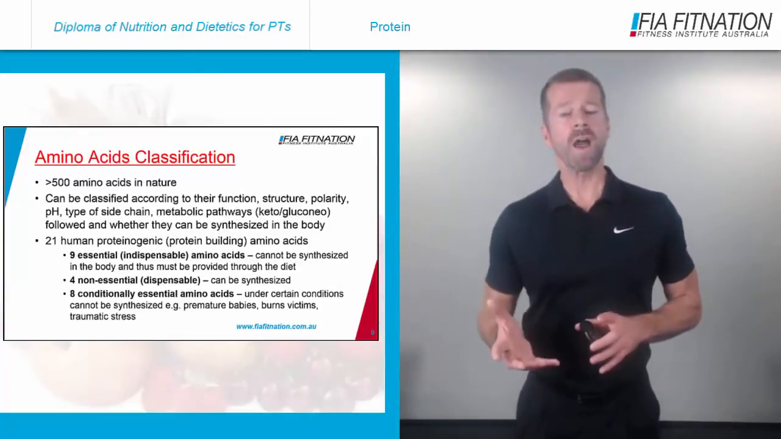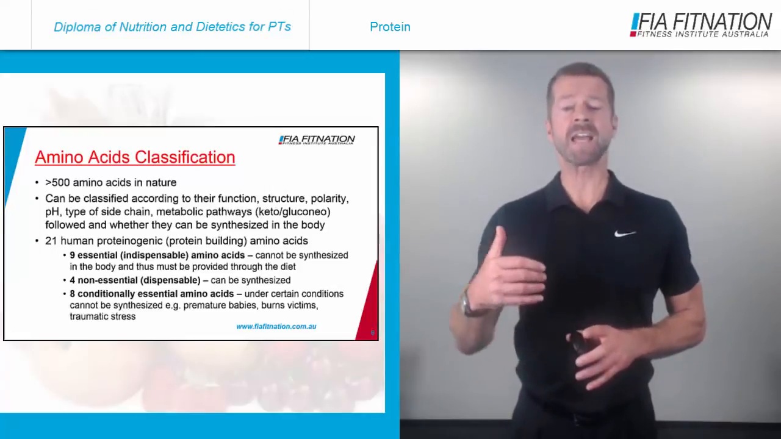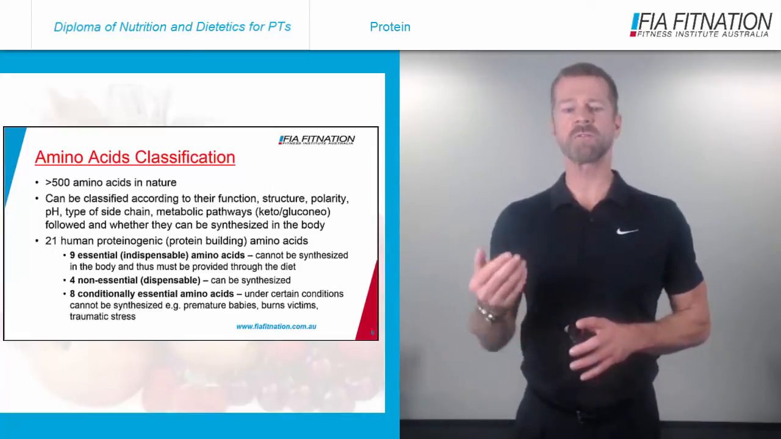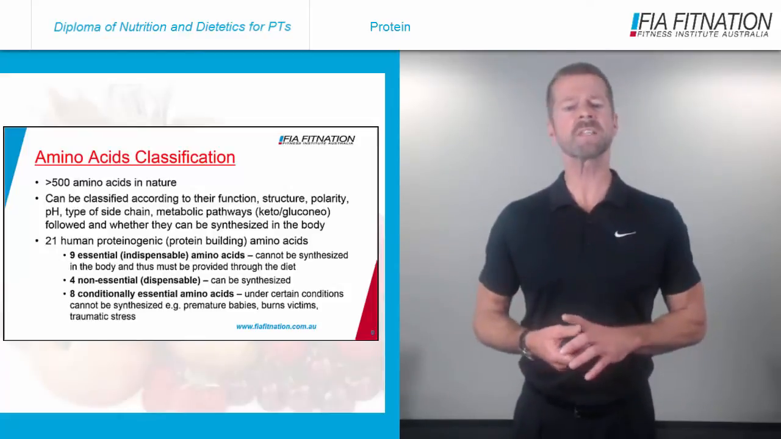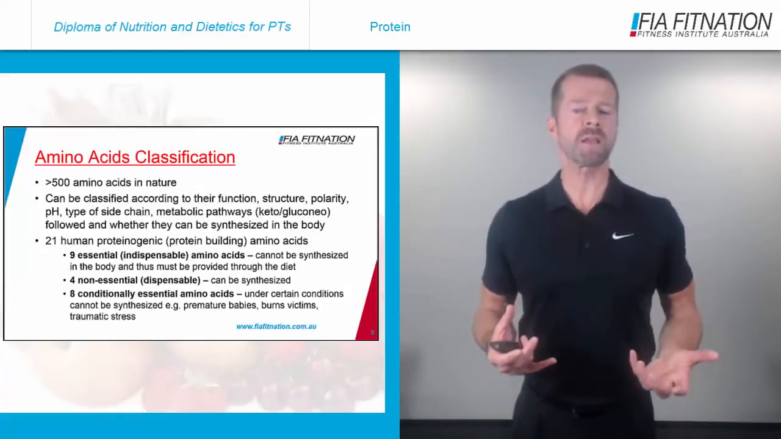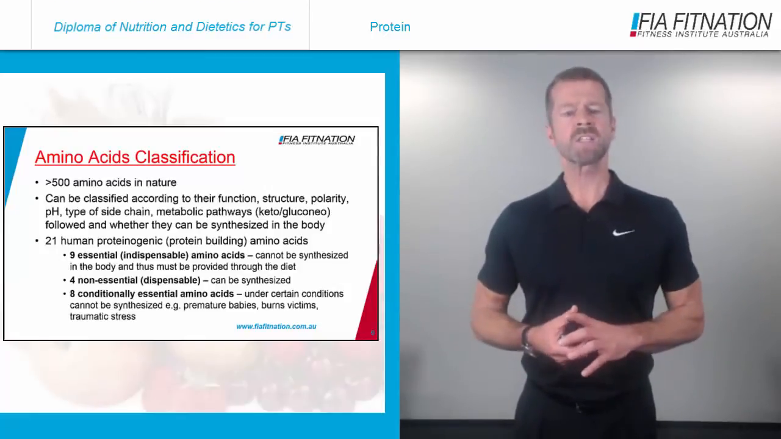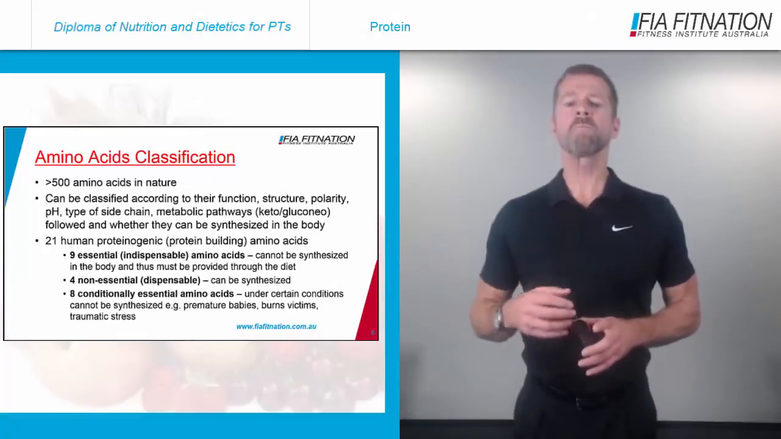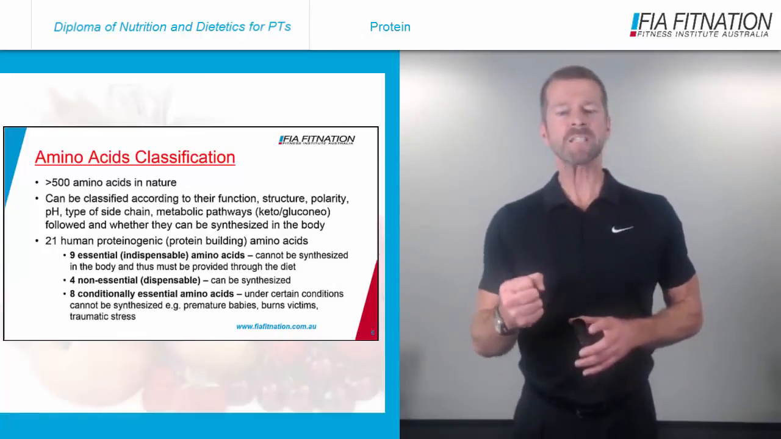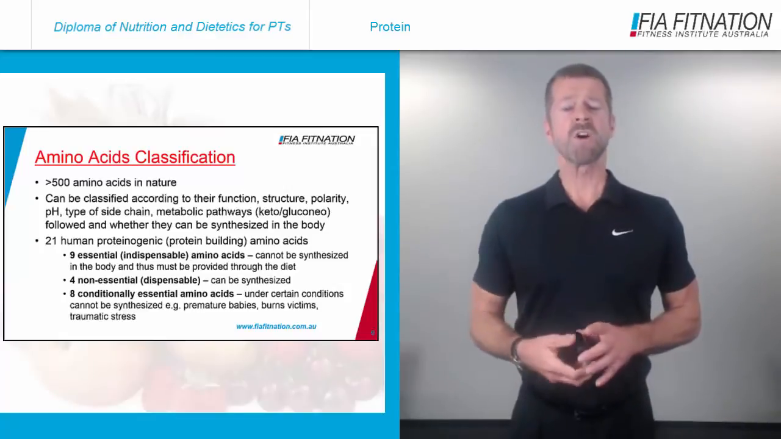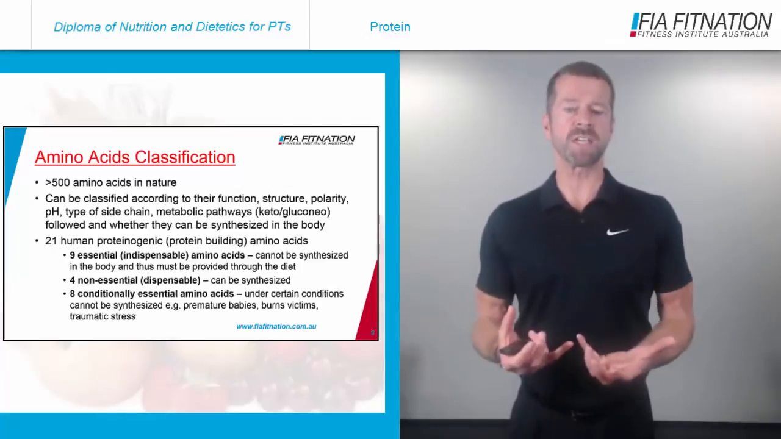Another way of classifying them is whether they can actually be synthesized in the body. And you'll have heard of these terms, essential and non-essential amino acids. And this is how we typically classify most amino acids. Certainly in the fitness industry we do. So there are 21 proteinogenic or protein building amino acids. So that's part of their function. So what these amino acids do then, of course, is synthesize protein tissues.